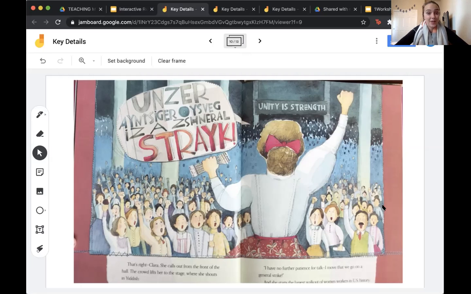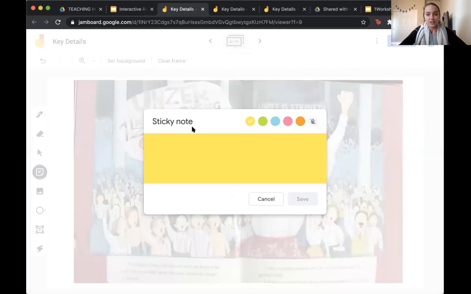All right, now that we're back, we've talked to a friend about some key details and written them on our sticky note sheet. I'm going to write what I thought was a key detail on this page. The first one is I know that Clara told a big group of people to strike for better working conditions.